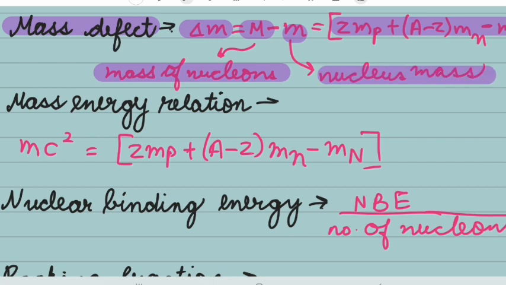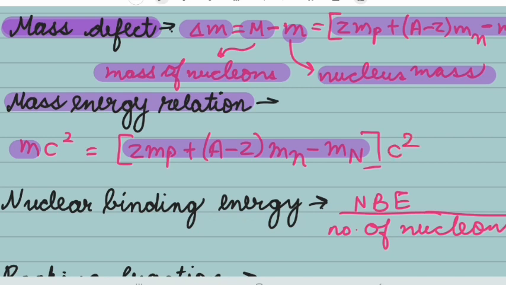Now let us derive the mass energy relationship. So we know what the mass energy relationship is according to Einstein. It is E equal to mc square. So what you have to do is replace this mass defect value into this m, and you will get your answer. Whatever is the value of m, that is Z Mp plus (A minus Z) Mn minus M, and over there you will write c square. So this will be the mass energy relationship.